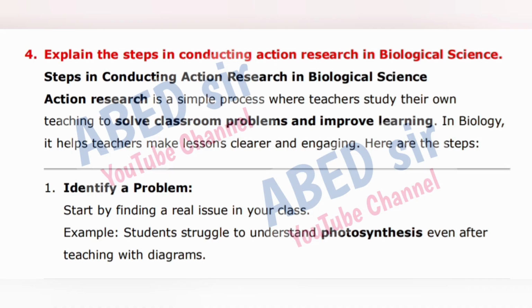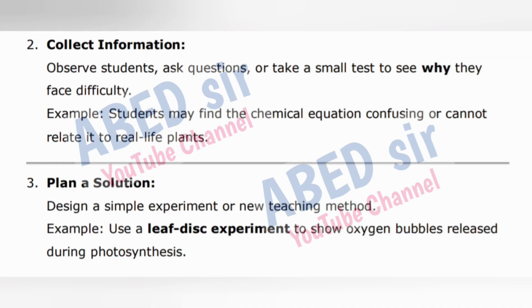Here are the steps. 1. Identify a problem. Start by finding a real issue in your class. Example: students struggle to understand photosynthesis even after teaching with diagrams. 2. Collect information. Observe students, ask questions, or take a small test to see why they face difficulty. Example: students may find the chemical equation confusing or cannot relate it to real-life plants.